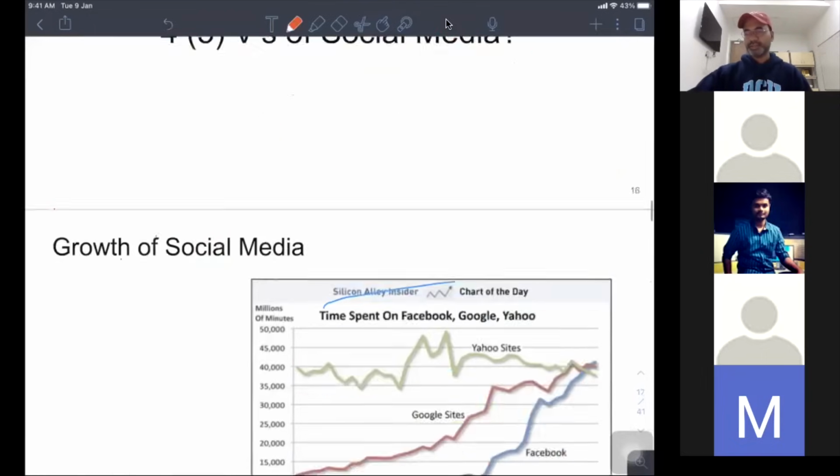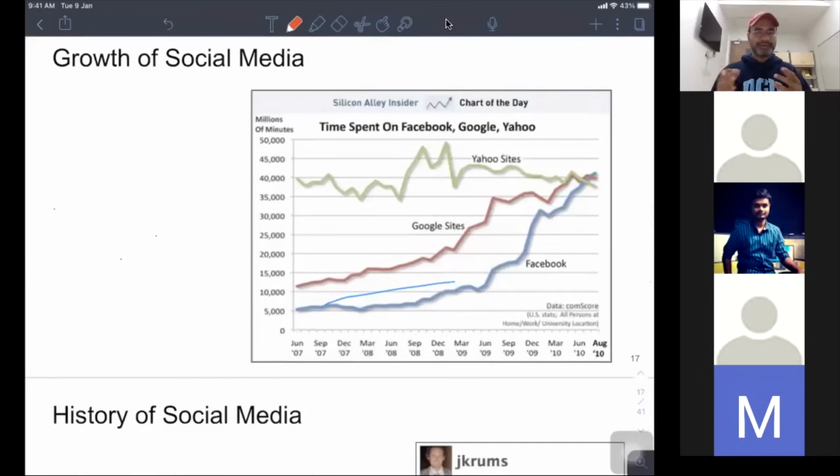So, growth of social media. I don't think there's any reason to convince your generation that social media has become popular. This slide is making that point: the importance of social media became more evident when all of us became more interested in knowing what is happening to the people I'm connected to, more than the information I'm interested in knowing, which is what people use Google for.